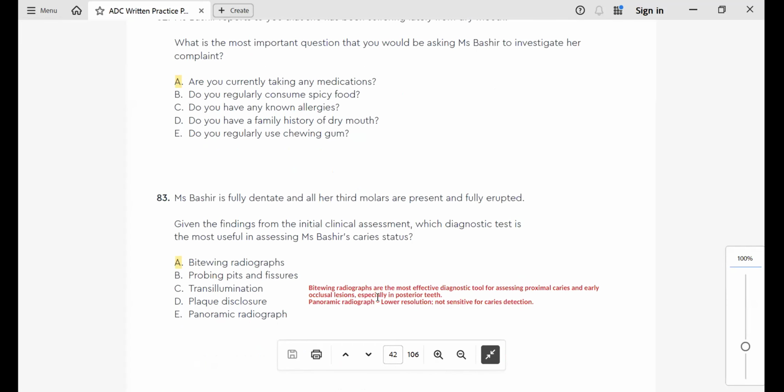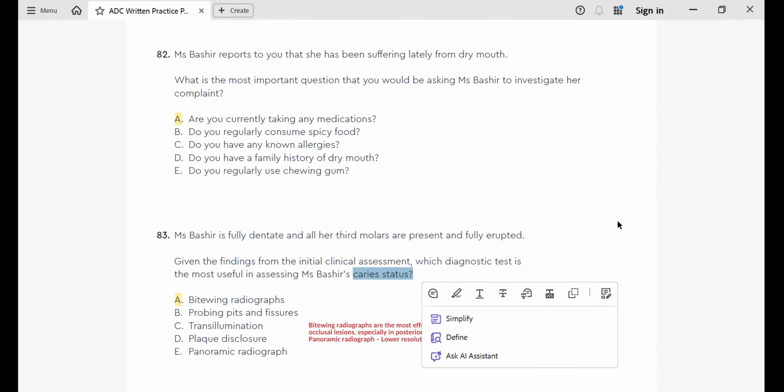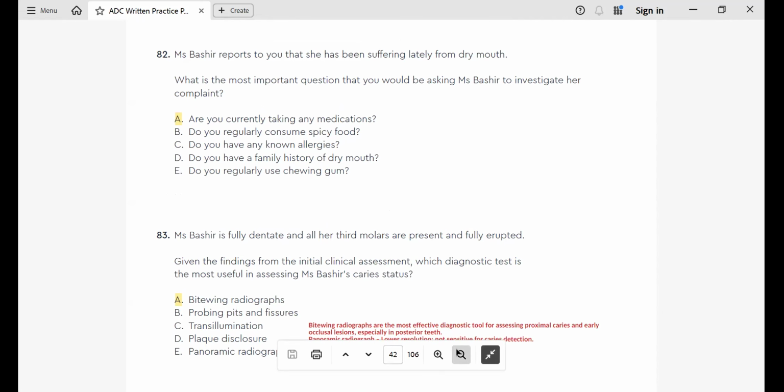Put in some explanation. Let's see what it says. Bitewing radiograph is the most effective diagnostic tool for assessing proximal caries and early occlusal lesions, especially in posterior teeth. Panoramic radiograph has lower resolution and is not sensitive for caries detection, because the case is asking you about assessing Miss Bashir's caries status. All right.